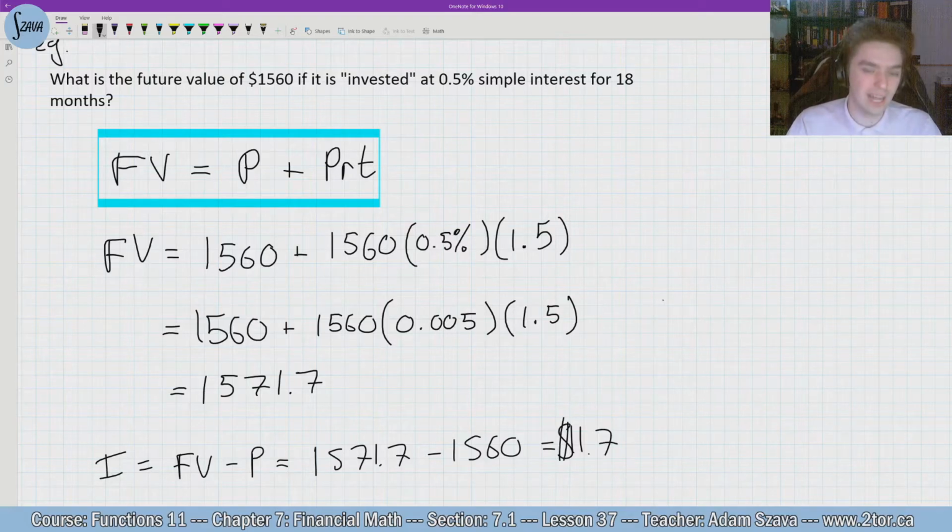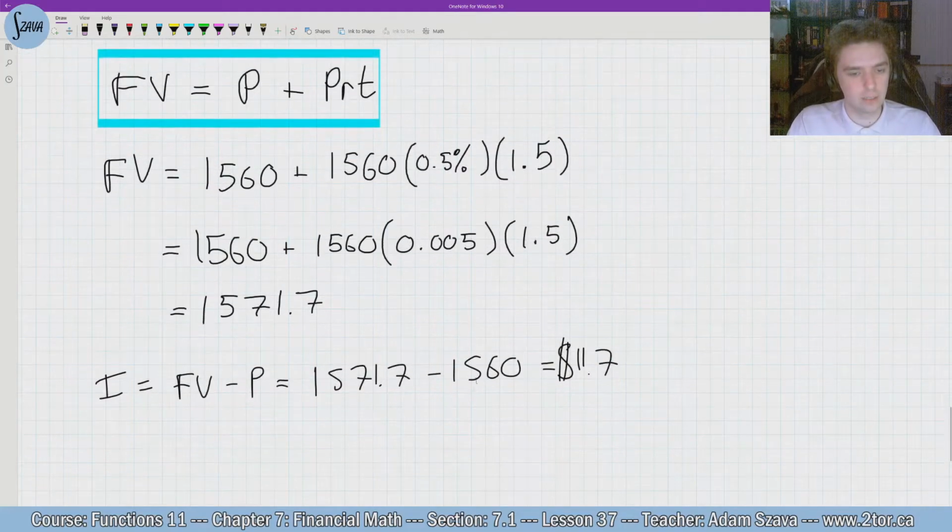Well, it's still a lot higher than you'd actually get in real life for a savings account, but depending on exactly what you mean by invested, it could mean different things. You could potentially get this much.